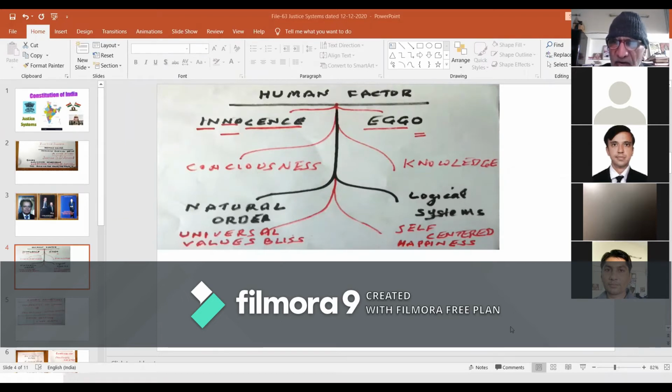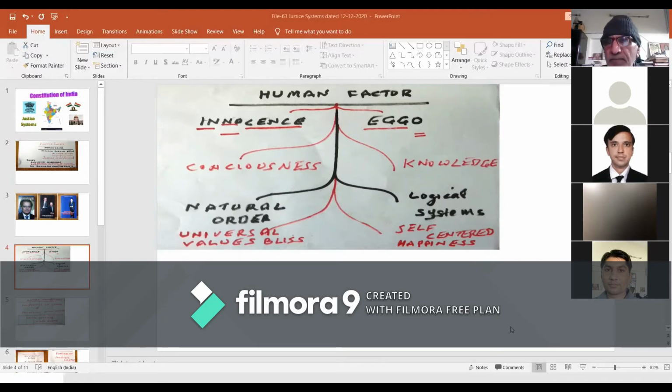The flow of a river between the banks of innocence and ego, then transforming as a river flowing within the banks of consciousness and knowledge, becomes the ultimate flow. Ahead, it would be as if it is flowing between the natural order and the logical systems. Now, the natural order has the natural tendency to go for the universal values of bliss, while the logical systems have an inherent flow for self-centered happiness.